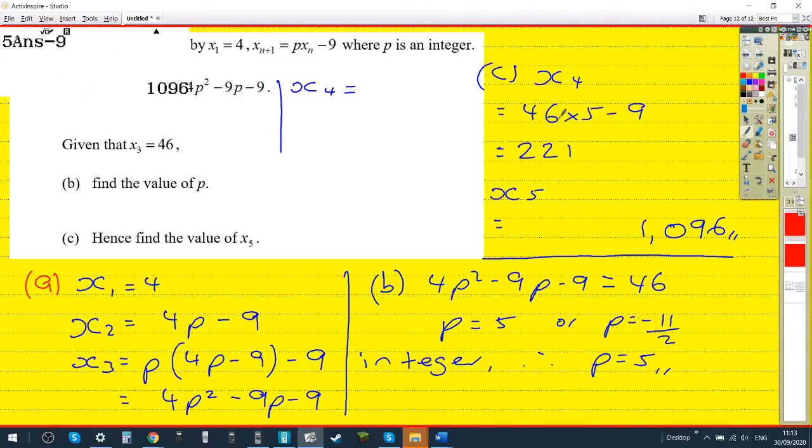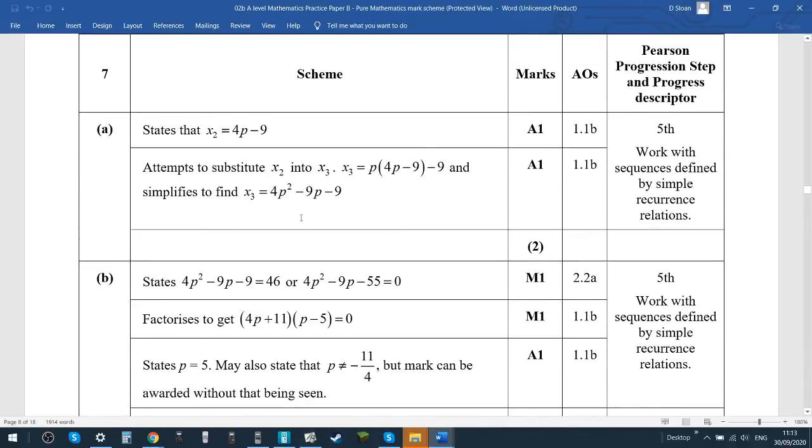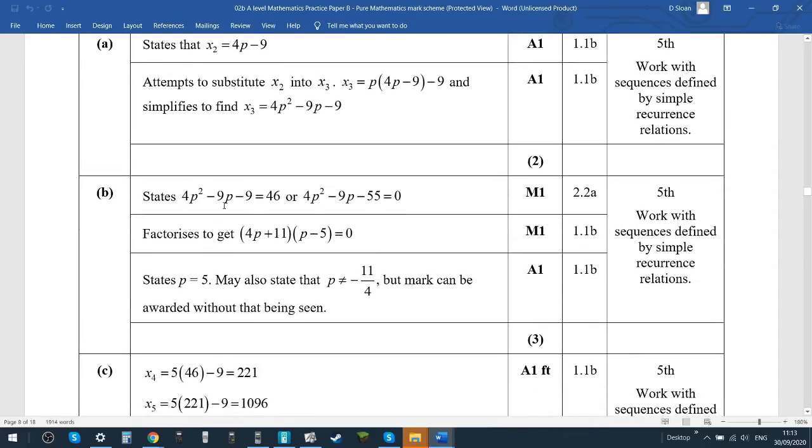Sorry to be annoying, but I just want to check this mark scheme. X2 is 4p minus 9. And then you sub that in. Fine. Method mark is that. Factorize for a method mark. That's a joke.